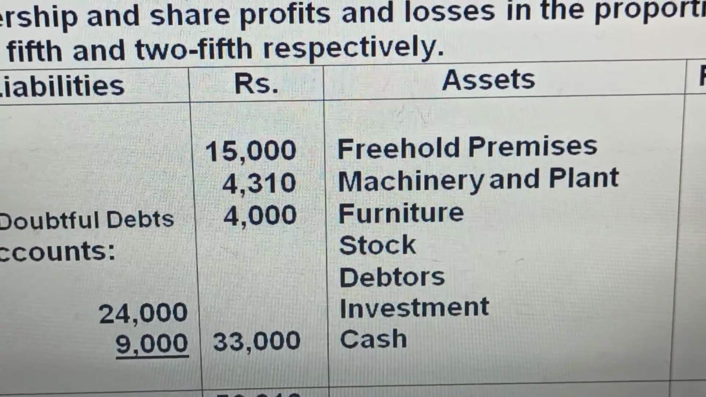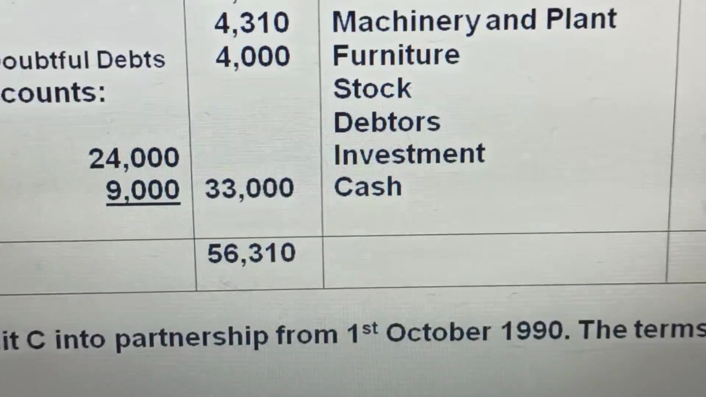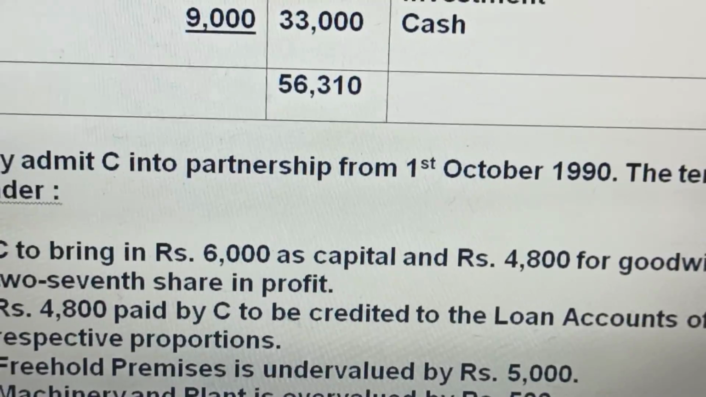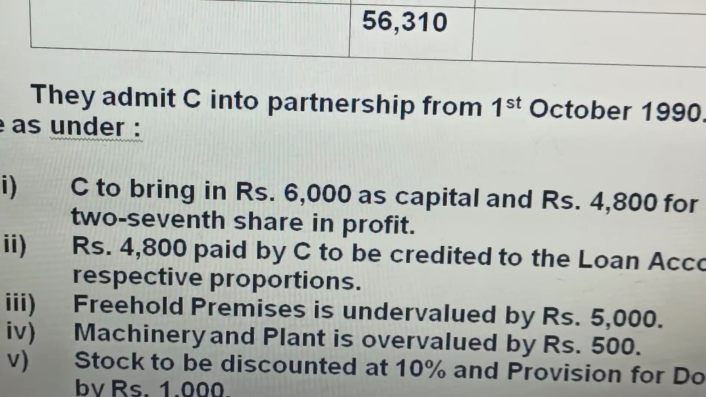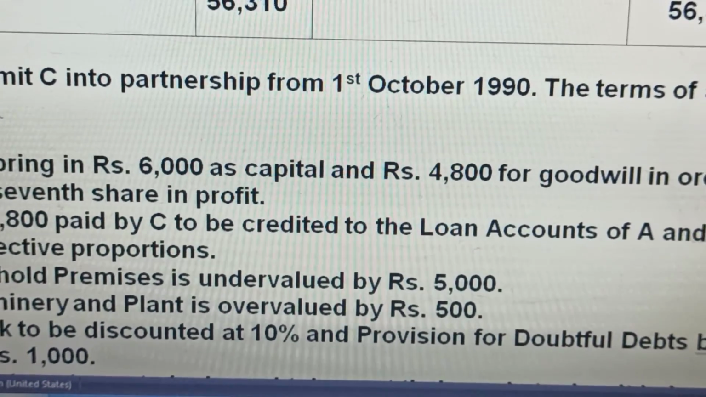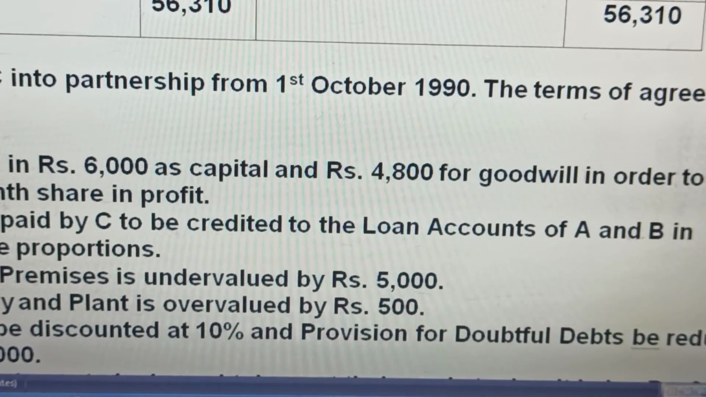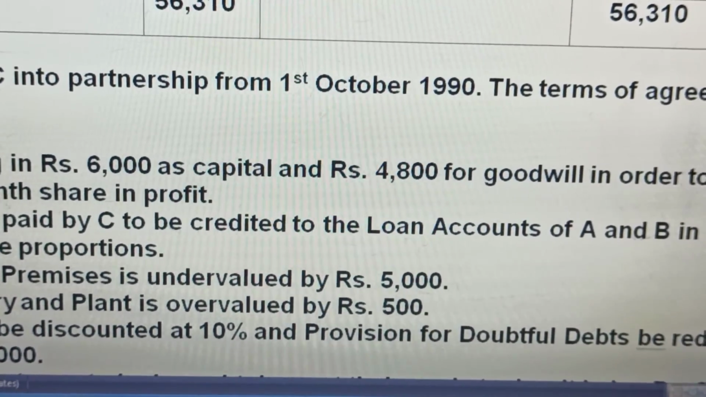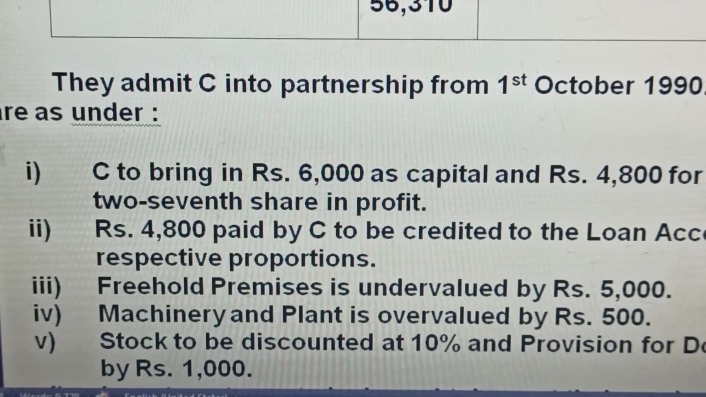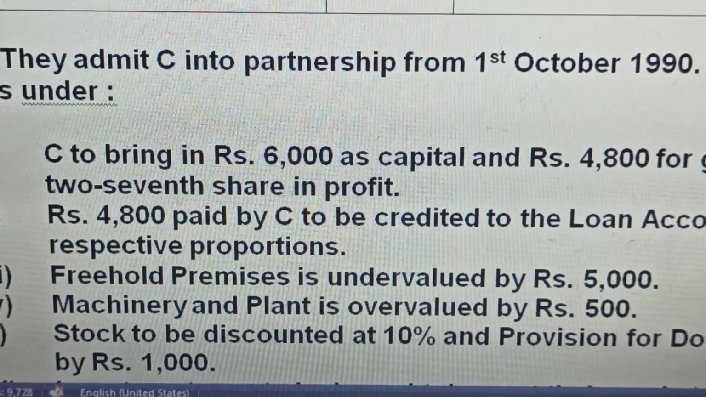These are the assets: freehold property, machinery, plant, furniture, stock, debtors, investment, and the total has been given. Further, it is said that they admit C into the partnership from 1st October 1990. The date could be 1st April in your textbook. You just follow these dates here. The terms of agreement are as under. Now concentrate on the terms of agreement.